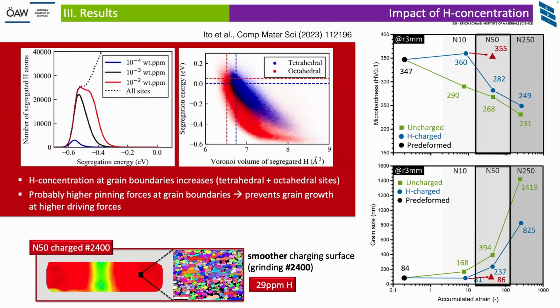This compares very well also to modeling data, showing for higher hydrogen concentration, not only the octahedral sites with the low segregation energy occupied, also tetrahedral sites. So if we increase the overall number of hydrogen at the grain boundaries, pinning forces are increased, which are able to prevent boundary migration also at very large driving forces.